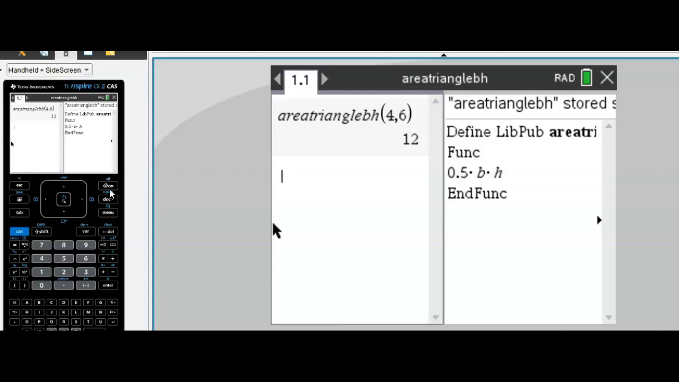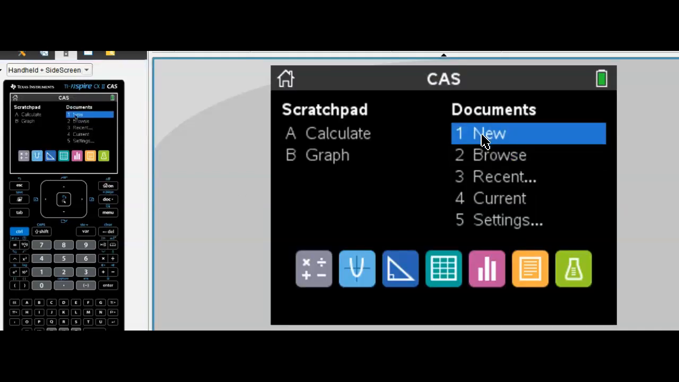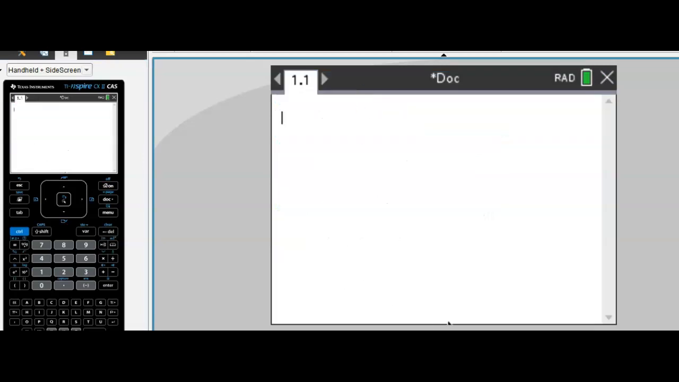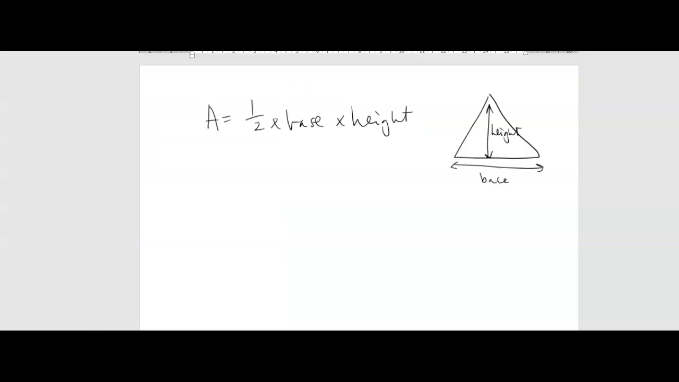Okay, let's create a new one. So menu, new, add calculator. Okay, I'm going to go back to my Word screen to show you the other formula for the area of a triangle. So we could also have, I'm going to change color, area equals half BC sine A. And obviously there's multiply signs in there, so I'll just do that, and that's your angle.